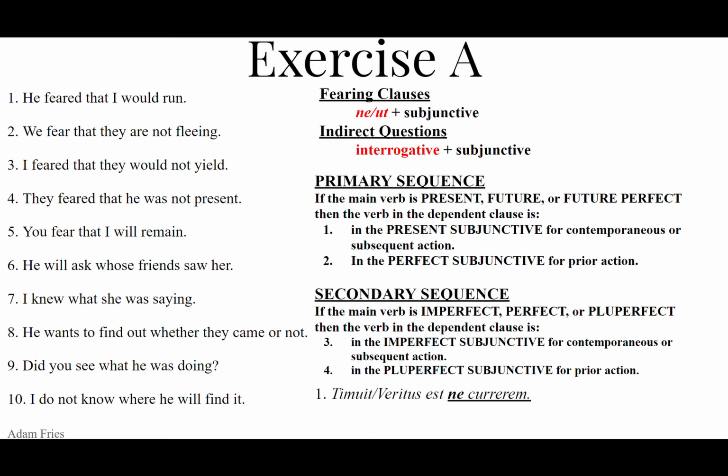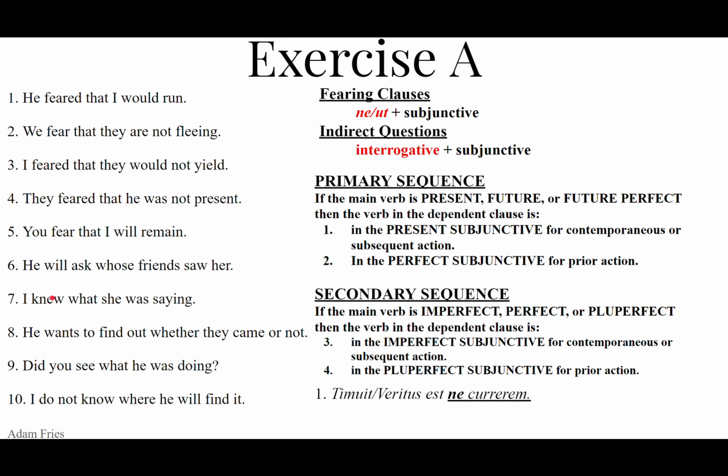Septima, I knew what she was saying. You should be able to pick out the direct question. What was she saying? Now I knew what she was saying. Now it's an indirect question. It's not a direct question. You're not directly asking the question. Now you're recasting the direct question as an indirect question. I knew what she was saying. So this verb, I knew, introduces the indirect question. The verb will be in the subjunctive.